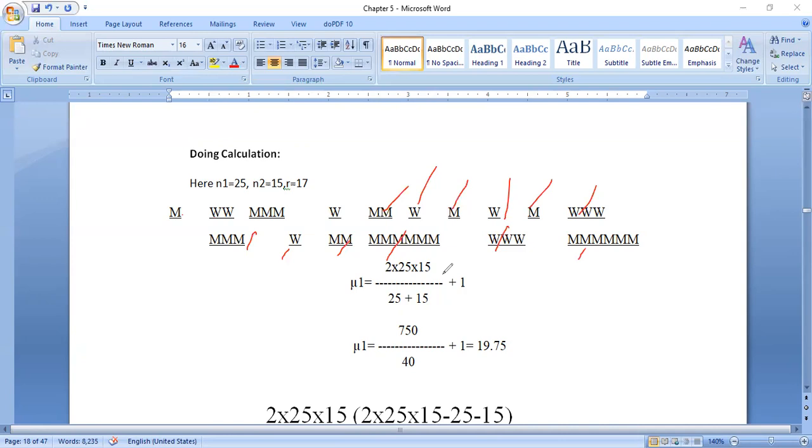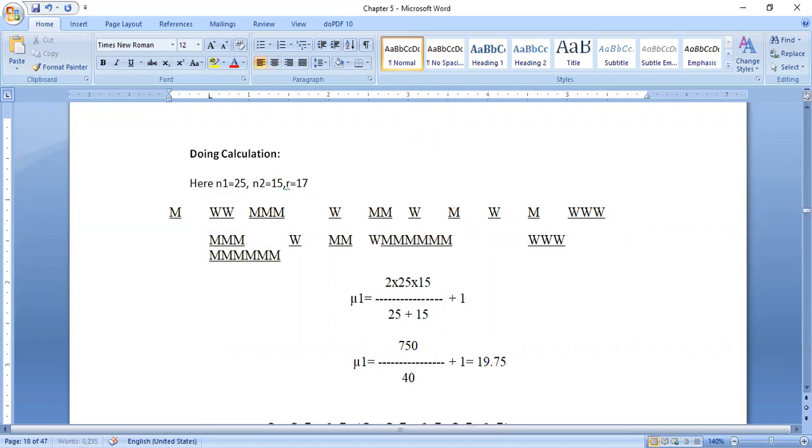So the first one is men, women, women, men, men, men, then women, men, women, men, then women, then men, women, women, then men, men, women, men. After men there are women here, so 3 women are there.